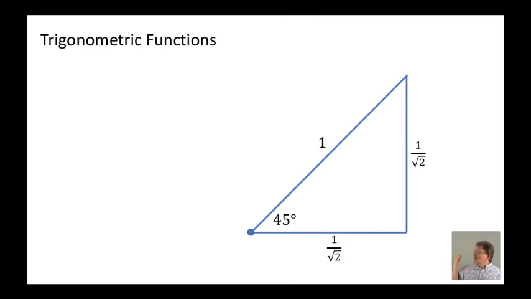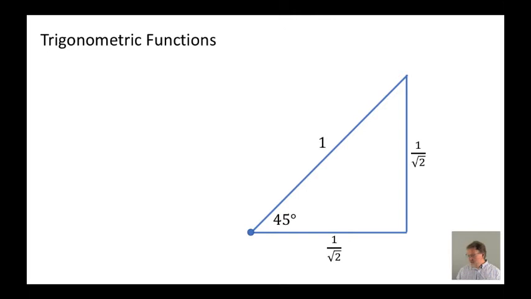So each one of these is 1 divided by the square root of 2. It's about 0.71, so on and so forth. And so this is one of our previously known triangles here, and again we can calculate the sine and cosine and tangent of 45 degrees based upon this information that we already know.